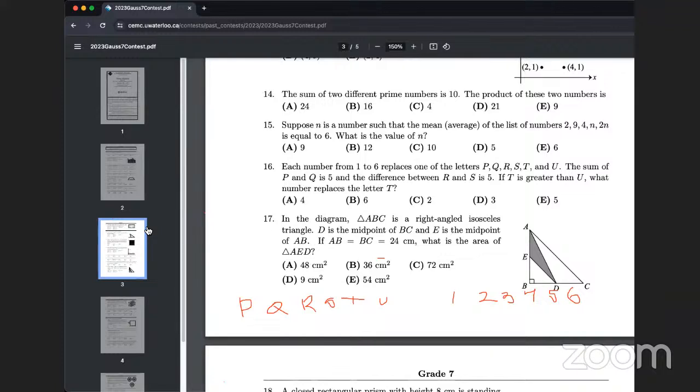The sum of P and Q is 5, so P and Q can either be 2 and 3 or 1 and 4. And the difference between R and S is 5, so R and S would have to be 1 and 6, because the difference between them is 5. Then that means, since the sum of P and Q is 5, P and Q would have to be 2 and 3.